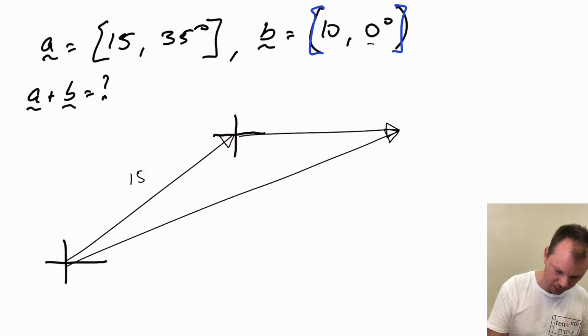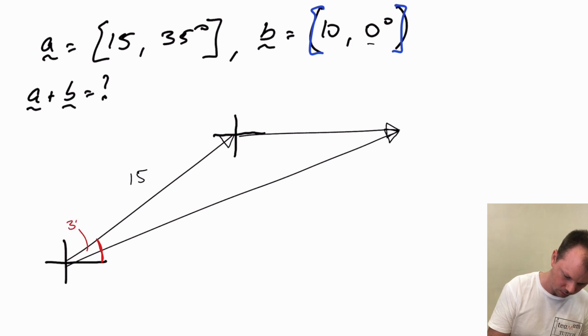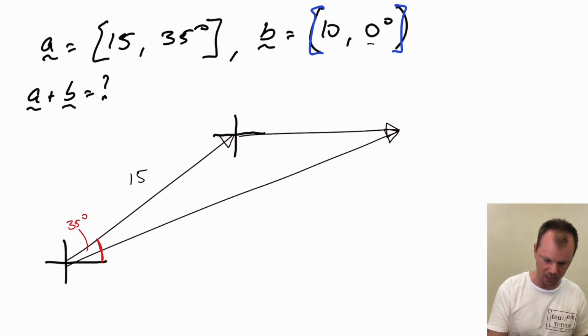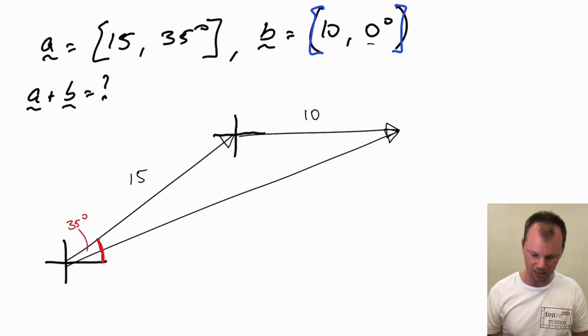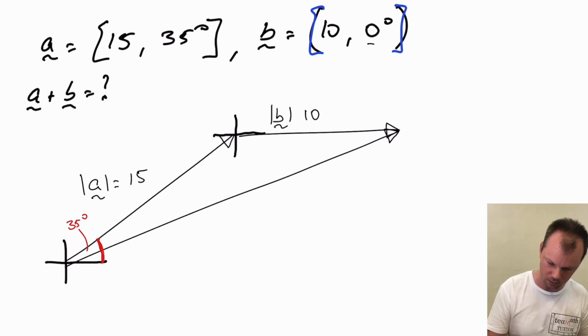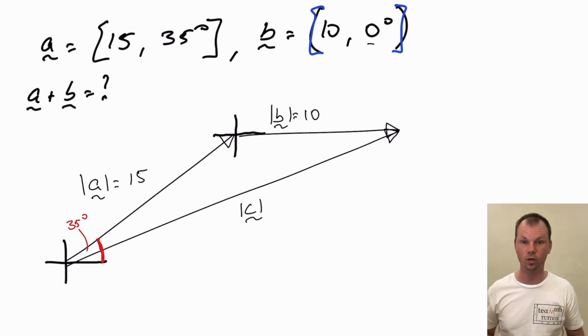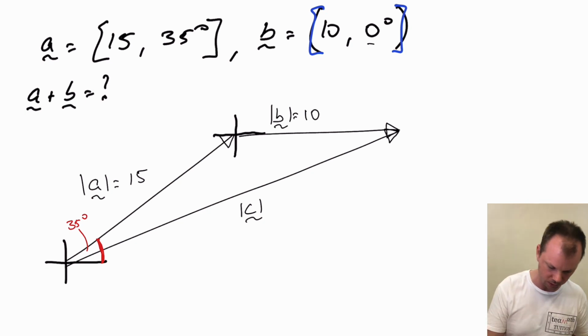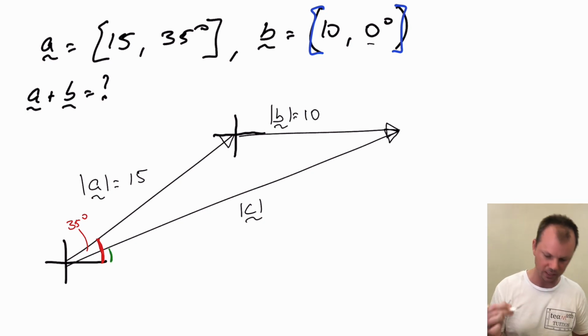We know this is 15. We know this angle is 35 degrees. And that's the big angle, not the internal angle in the triangle. It's going the whole way down to the axis. We've got 10 as that length. This is the magnitude of A. This is the magnitude of B. And if we let this length be C, we want to determine what the magnitude is. We also need the angle. We need to work out this as well. But let's start with the magnitude.